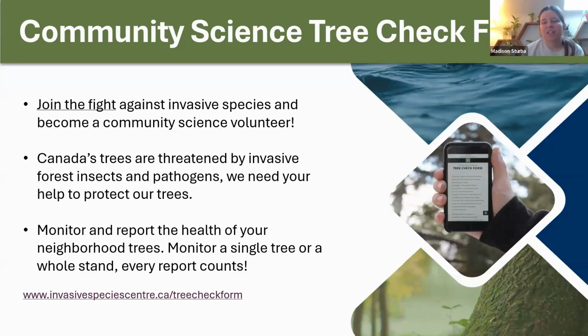The last thing I'll touch on is our community science tree check form. This is an online form that can be used to monitor the health of your neighborhood trees. So if you're out walking around, you can act as a community scientist by making reports on this form. This form will give you a bunch of prompts for things to look for, and it's not necessarily for invasive species exclusively. You can actually make reports about a completely healthy tree with this form.